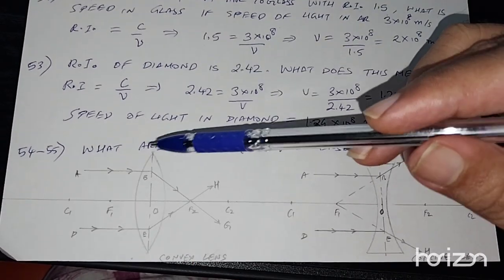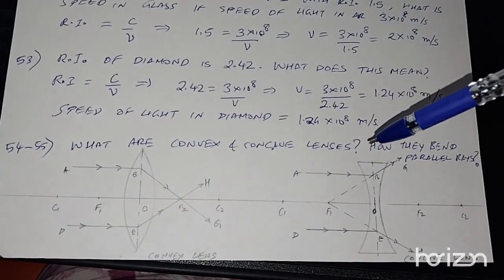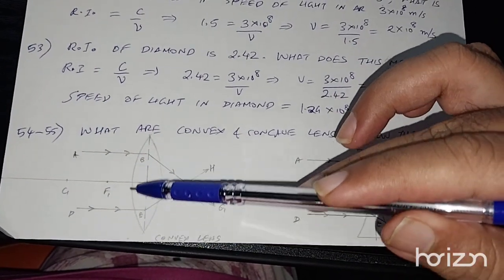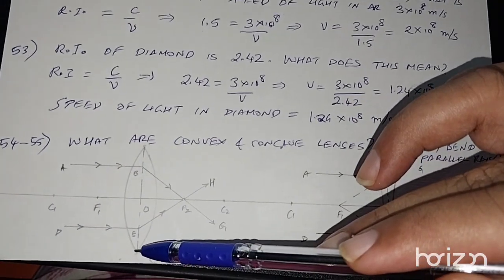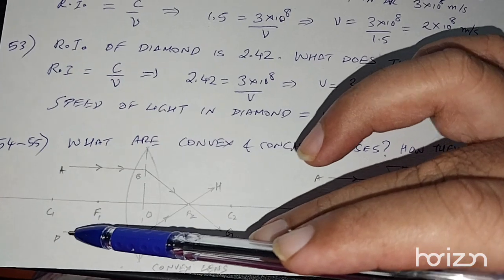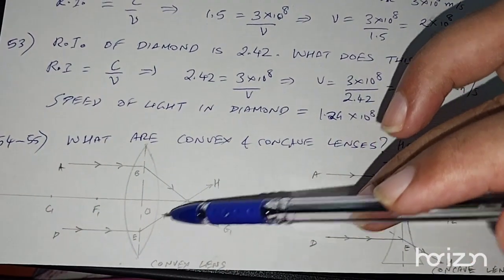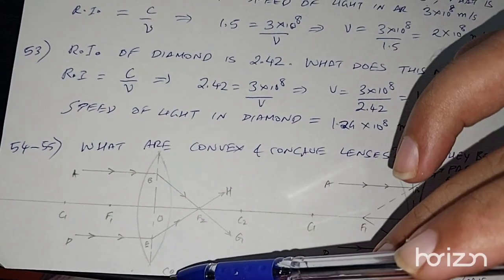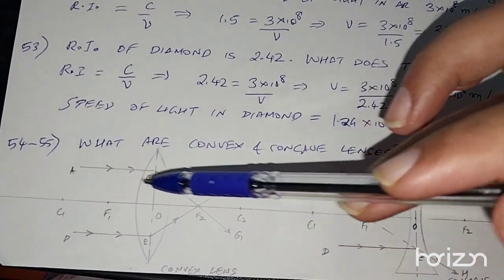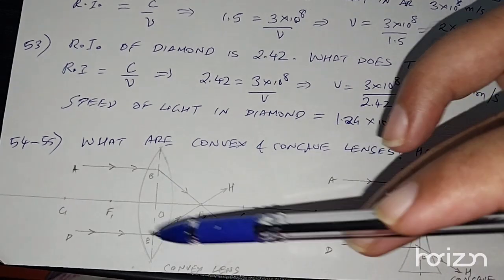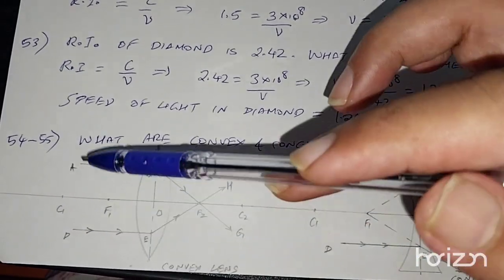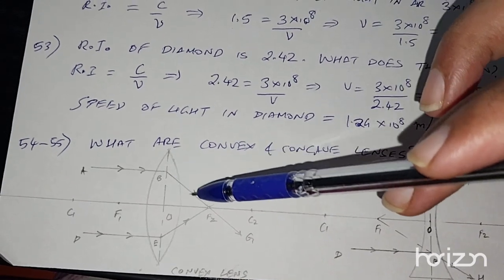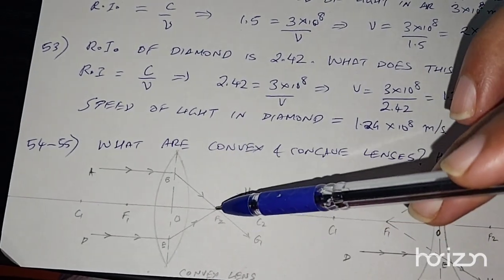So next question: what are convex and concave lenses and how do they bend parallel rays? Here we have shown you a convex lens. It is a lens because whatever light comes, it lets it pass through, but it bends it. A convex lens is a focusing lens. If you shoot parallel rays, it bends them such that the rays which pass through it are bent to the focus.